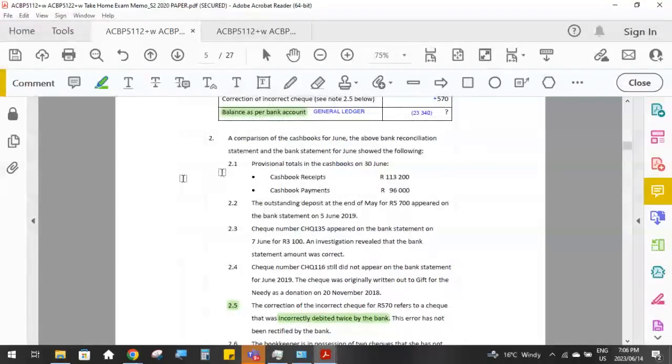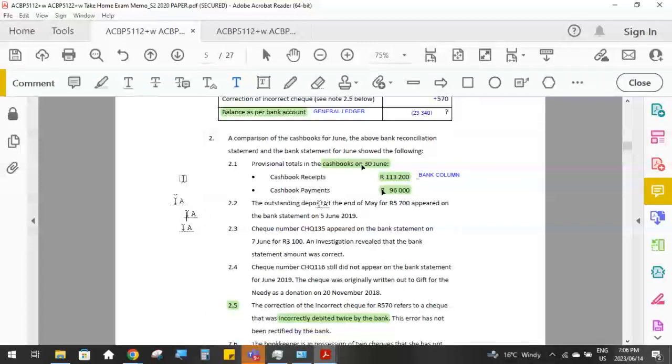Okay, so provisional totals in the cash book on the 30th of June, which means at the end of the month of June, we had this amount in the bank column in the cash book receipts, and we had this amount in the bank column of the cash book payments. So these would have been bank column amounts.